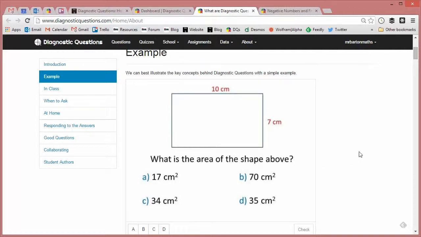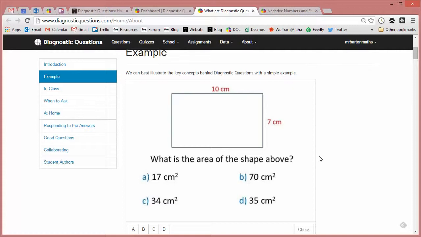And D, I absolutely love D. My trainee teacher suggested we go for this one, and I said they'll never answer that in a million years. But of course they did. And the reason students gave for that was that they were muddling up the area of a rectangle with the area of a triangle. They were obsessed. They've been told so many times that you have to divide by 2 for area of a triangle that they were dividing everything by 2. So doing 10 times 7 and dividing by 2. So that's a diagnostic question.